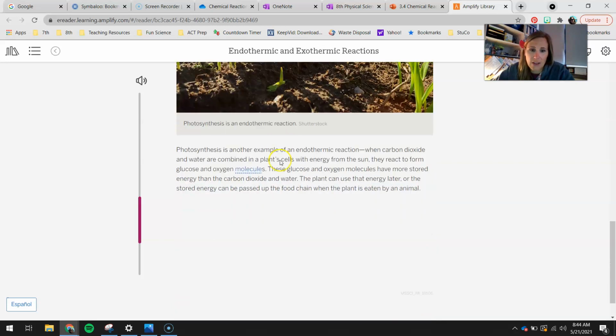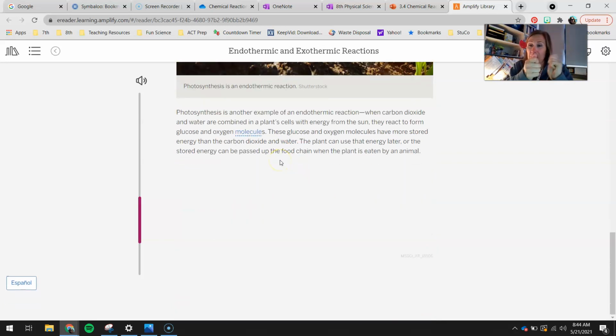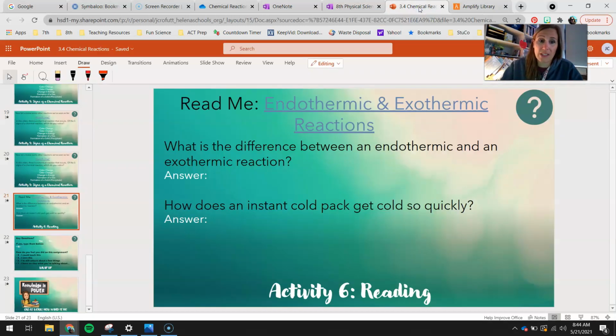Versus if you have ever done one of the crack ice packs, that would be an endothermic reaction where it takes heat from its environment. And we learned all about heat transfer. So when you touch that ice pack, you're transferring heat into that reaction, and that's why it feels cold. All right, so what is the difference between an endothermic and an exothermic reaction, and how does an instant cold pack get cold so quickly? Answer those two questions after you read.